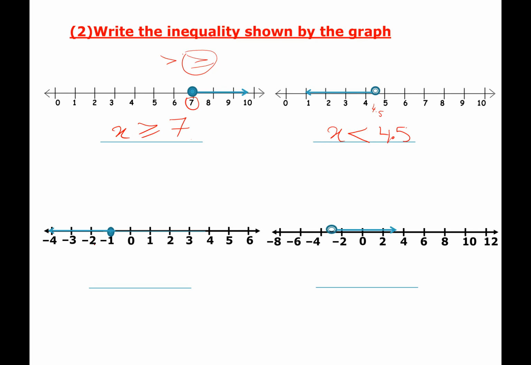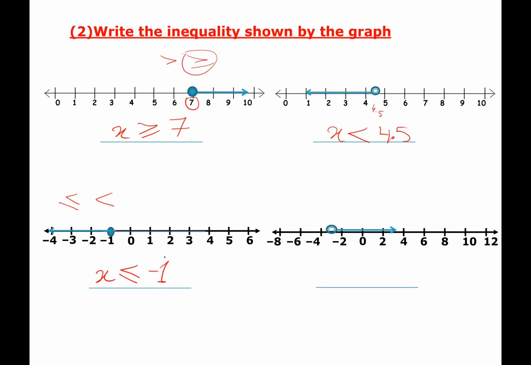Okay, next question. Put any variable: x, y, z, a, b, any variable. Check where the line is going. It's going to the left, which means it can be less than or equal to. How do we define if it's less than or equal to? We look at the circle. It's shaded, therefore it's less than or equal to negative 1.